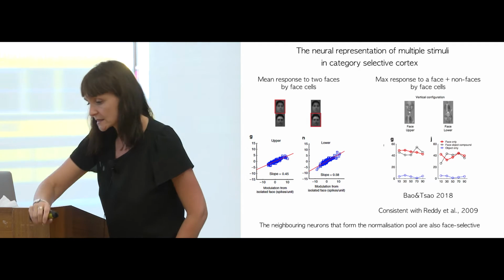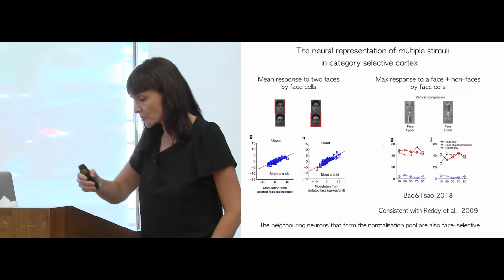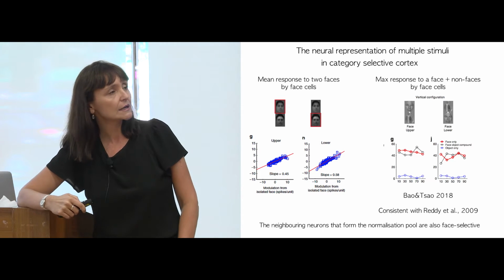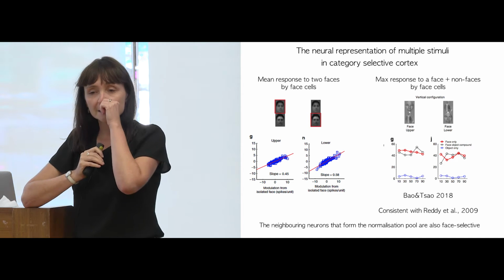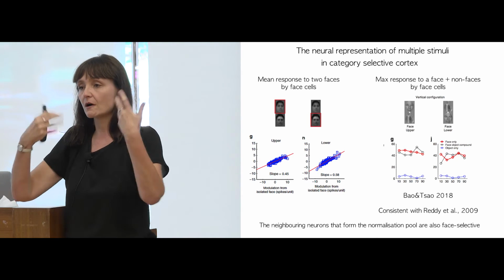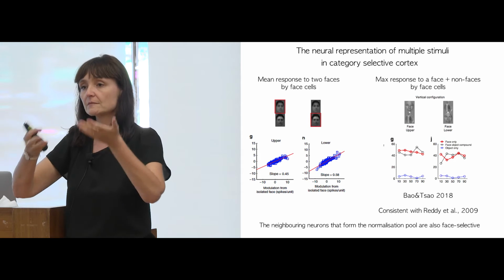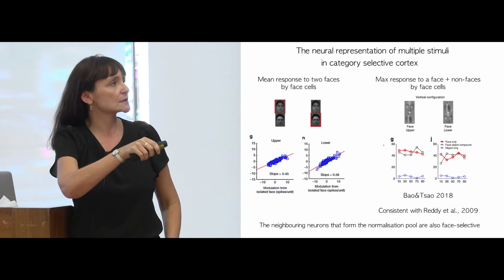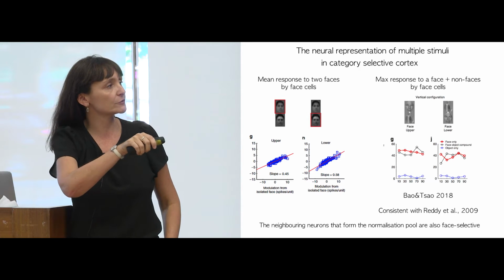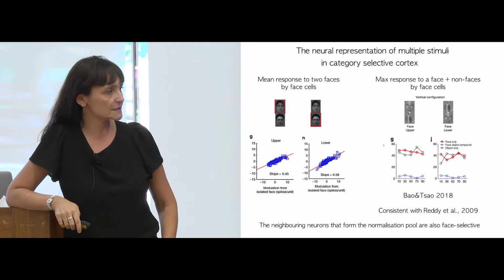And what they suggested is that this is still consistent with the normalization model. It's just that we need to take into account that face cells are surrounded by other face cells. And this is why we get this effect of the surrounding cells that have the same category selectivity, whereas the neurons that are selective to objects don't have much influence on the neurons that are selective to faces.